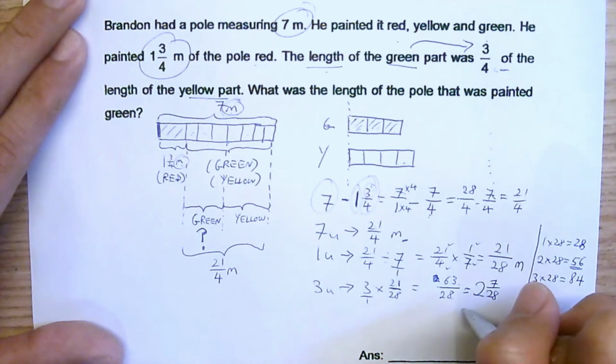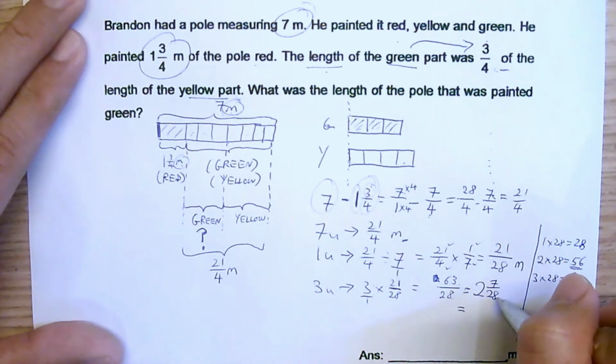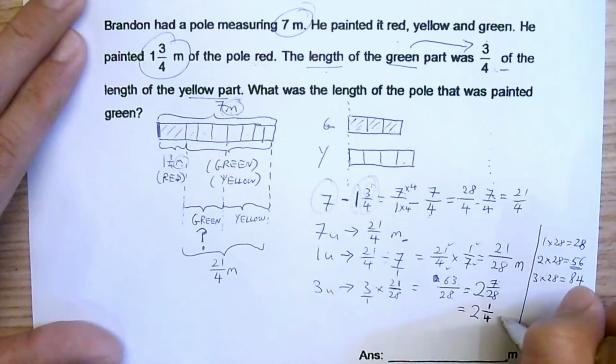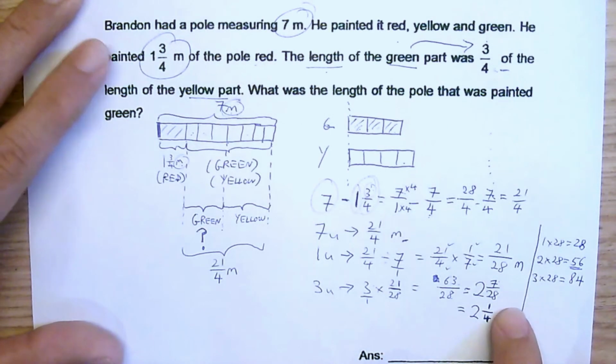Then from here, further convert 7 over 28. How? This one divided by 7, this one divided by 7. So it's 2 and 1 over 4 meters.